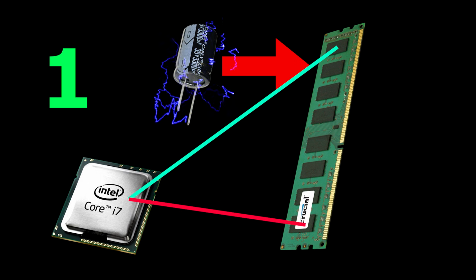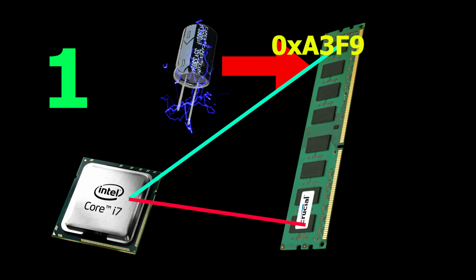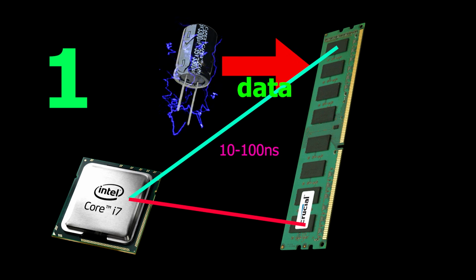Also, the CPU can directly access the RAM without using any middleman. So if the CPU needs any data, it can just use the physical address of the data in the RAM and read it in nanoseconds.